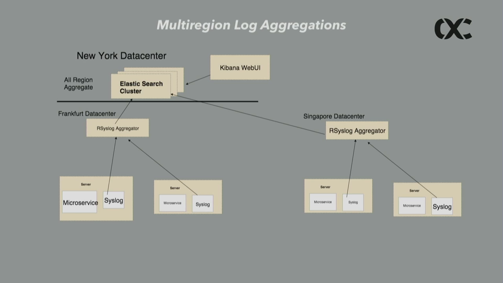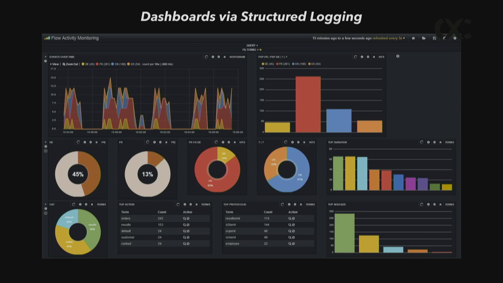I'm really a big fan of aggregating all your logs into one region, because otherwise you won't be able to find things. We have 8 different regions. If we were trying to search for logs on 8 different instances of Elasticsearch across all of our regions, we'd never be able to find any kind of logs.